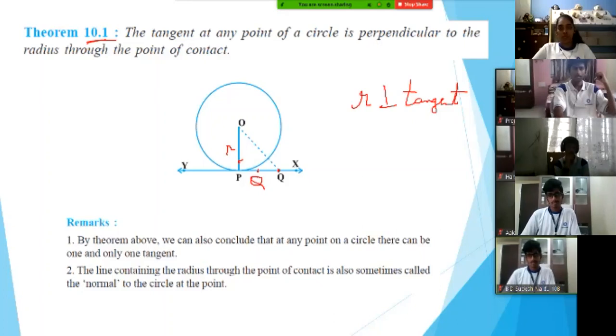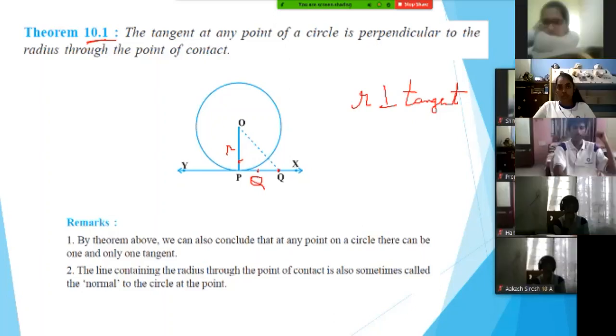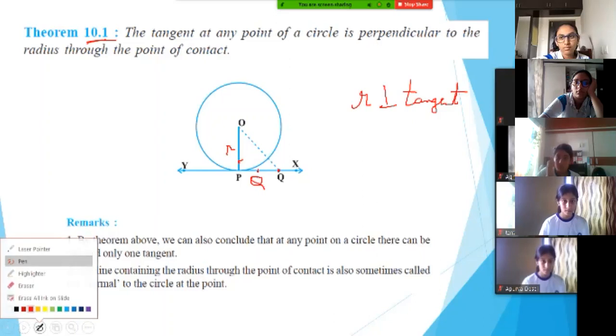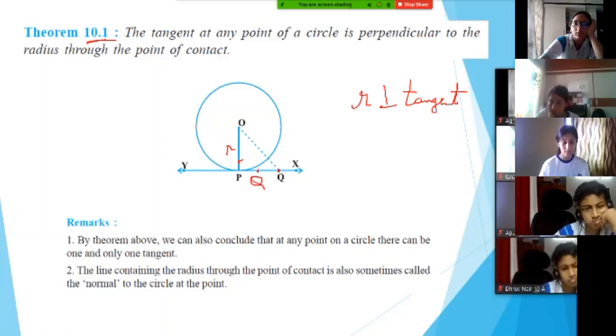Now, if you see, it is just a logical reasoning for this proof. Nothing more to be written. Actually, do you know that the perpendicular distance is the shortest distance between any two points? Yes, ma'am. Now, considering OQ and OP, wait, I'll rub this off, otherwise you'll have a confusion.